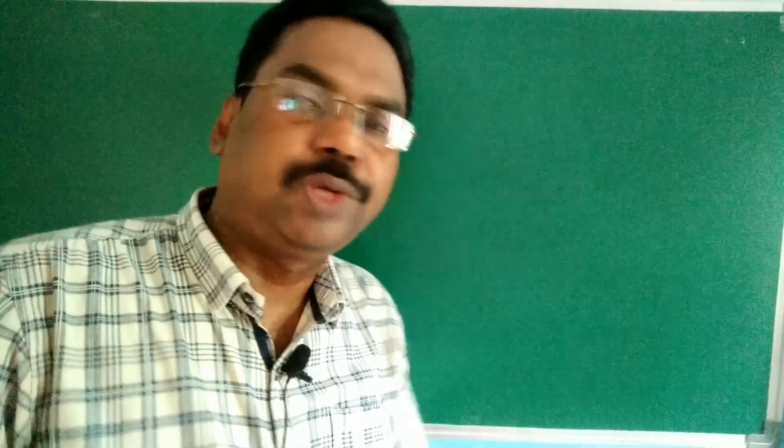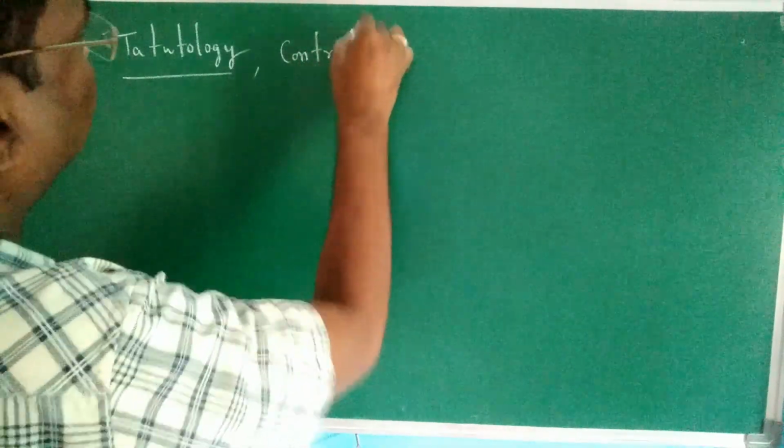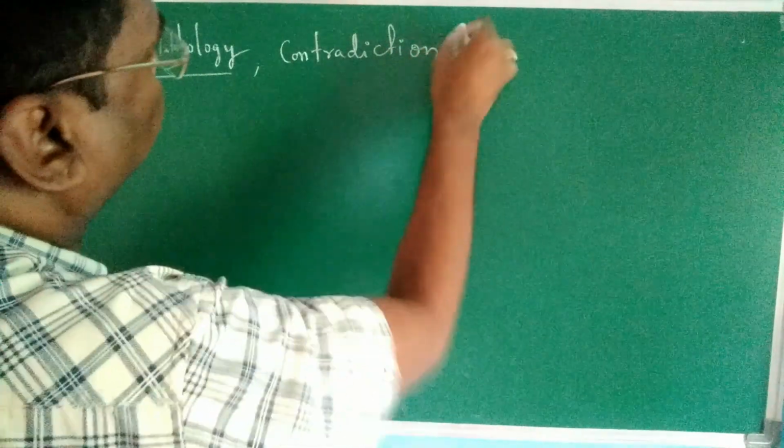Next, truth tables for tautology and contradiction. Now what is a tautology? A compound statement that is always true is called a tautology. What is a contradiction? A compound statement that is always false is called a contradiction or falsity. Okay, now truth tables for contradiction and tautology. Okay, now tautology. Contradiction or falsity.